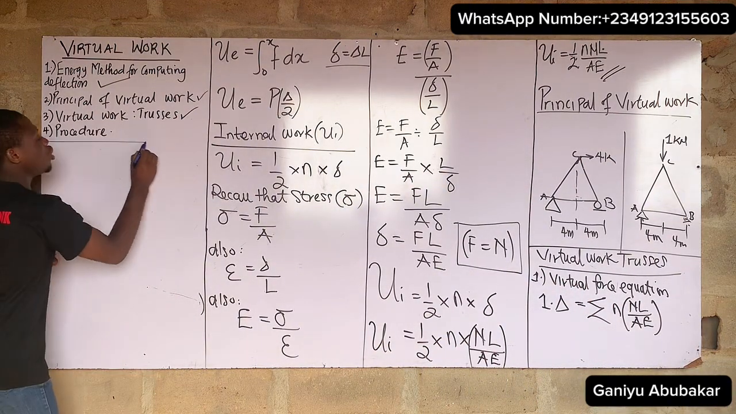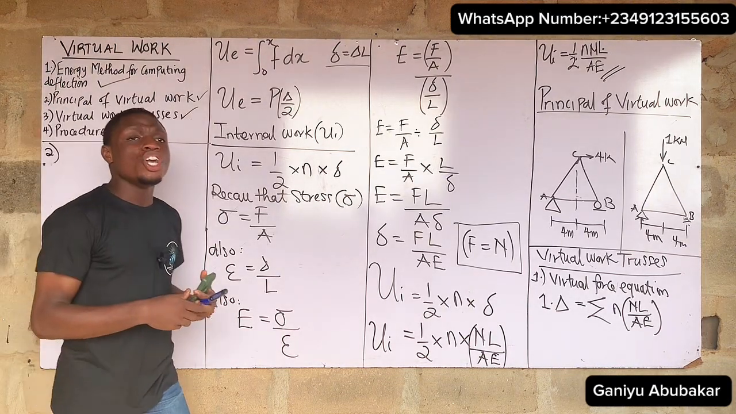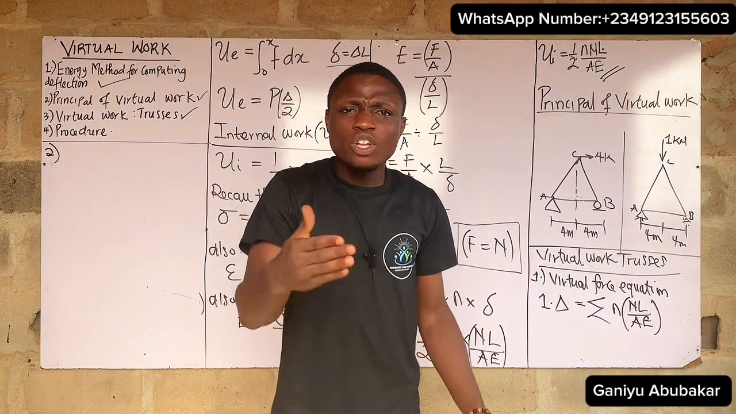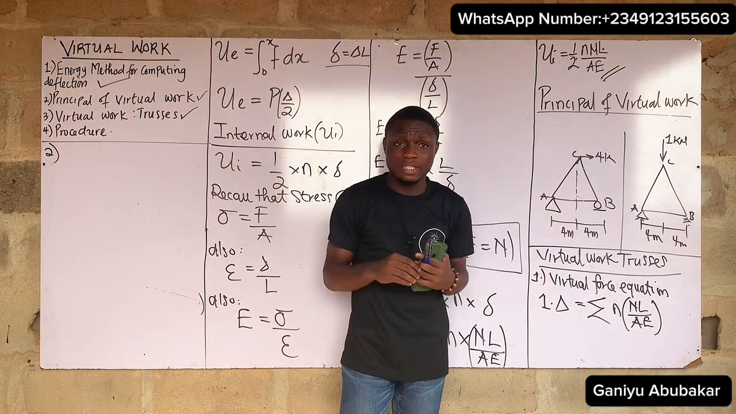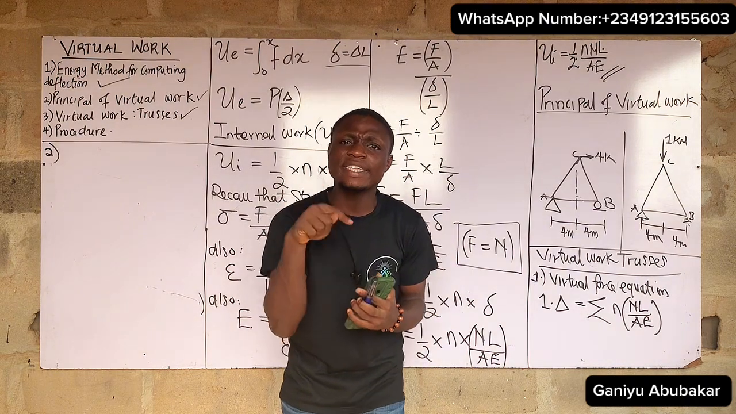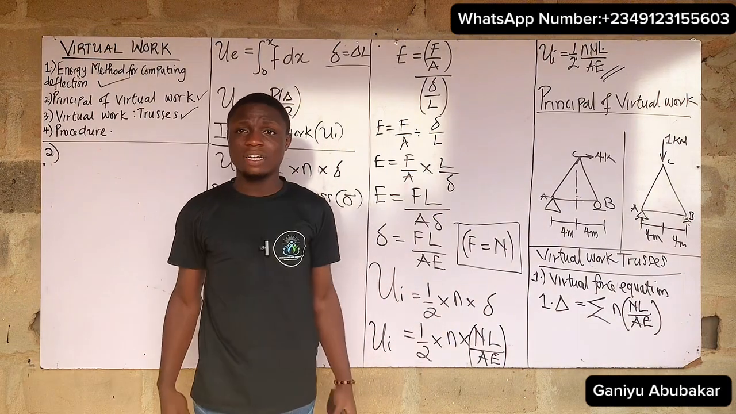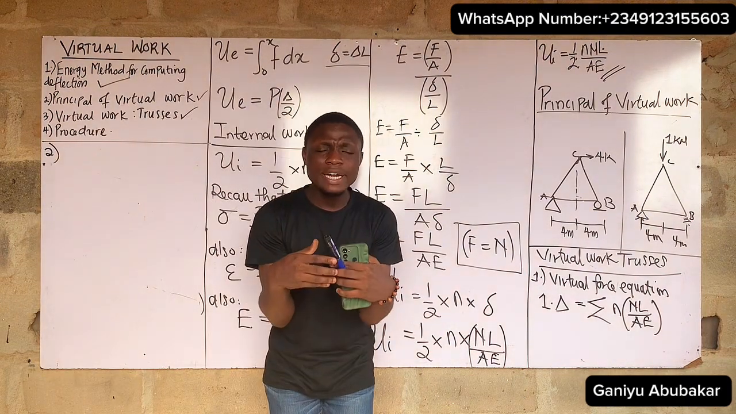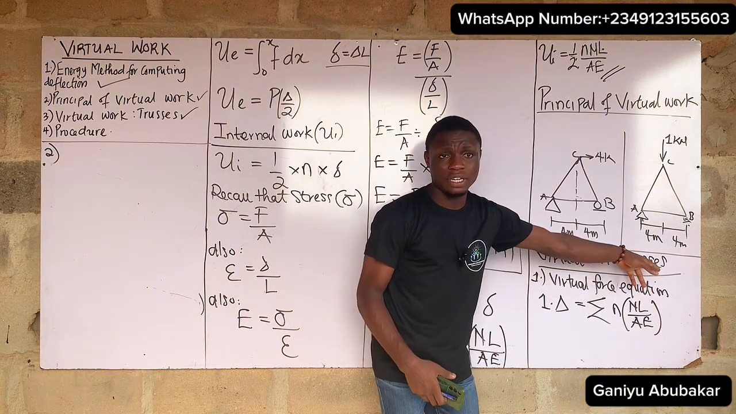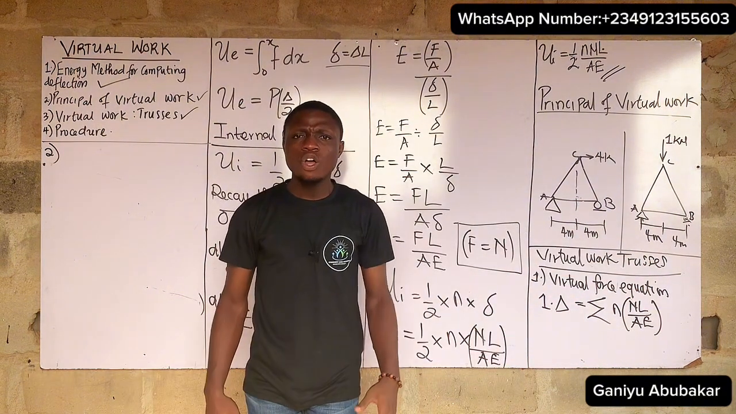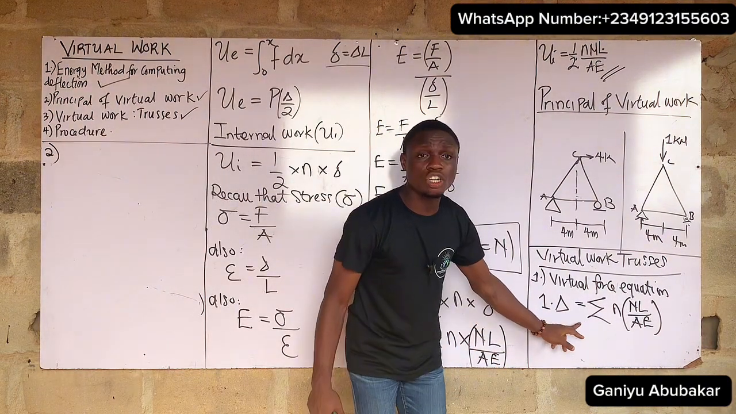The second equation under virtual work for trusses is when you have a change in temperature. In real life, if you have a truss, or let me say a bridge, when heat is applied to a bridge, we know from physics that it expands. So when heat is applied to a virtual work truss, it tends to expand. When it expands, the expression now changes. It's not this one again.